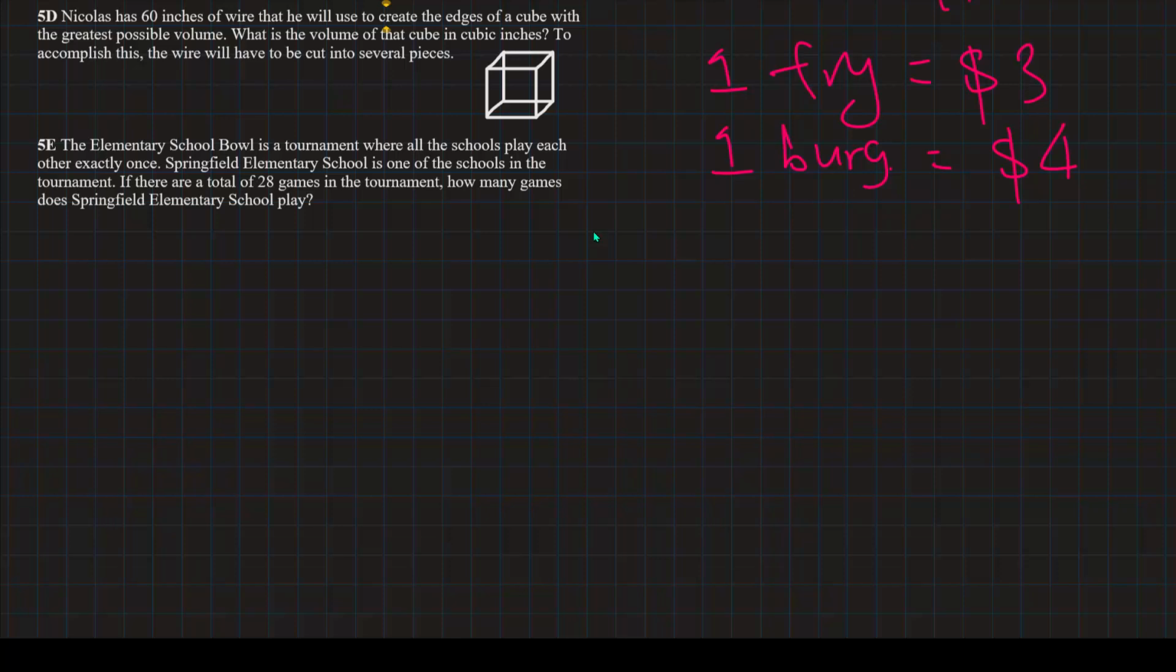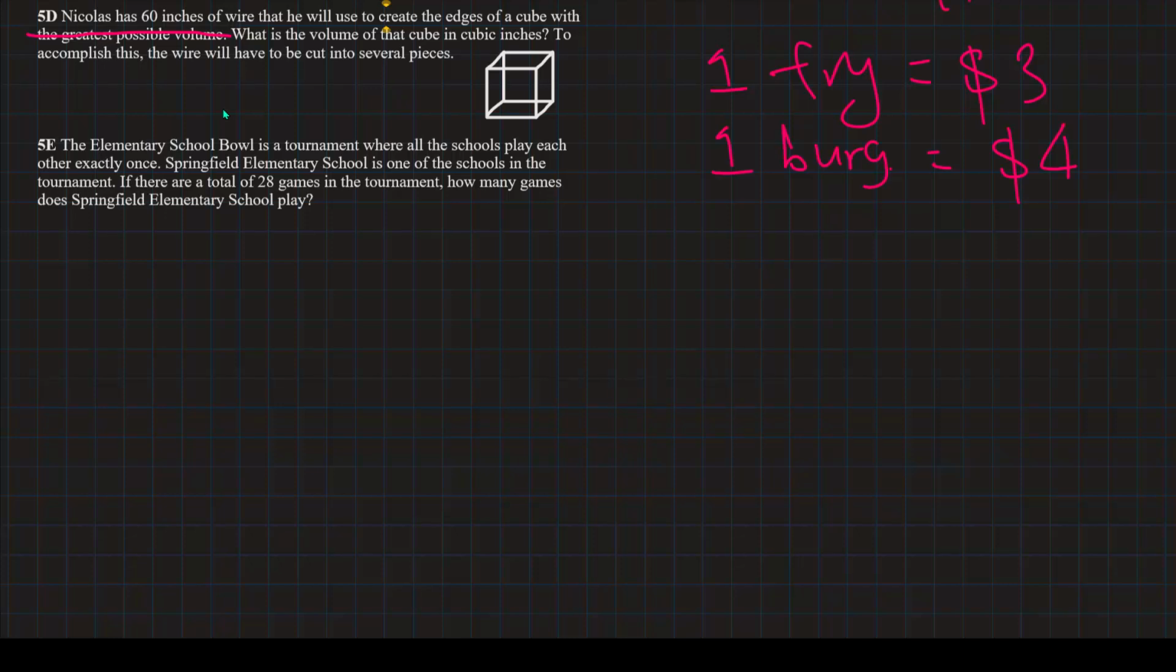Okay, so the first thing that I want to clarify about this question: it added another piece of information to trick you on purpose, to make you think more than you need to. It said to create the edges of a cube with the greatest possible volume. We don't need to hear that, because there is only one cube that you can make with 60 inches of wire. There's no smaller version or bigger version, so it doesn't make sense to say the greatest possible volume, because there is only one volume that you can create as a cube with 60 inches of wire.